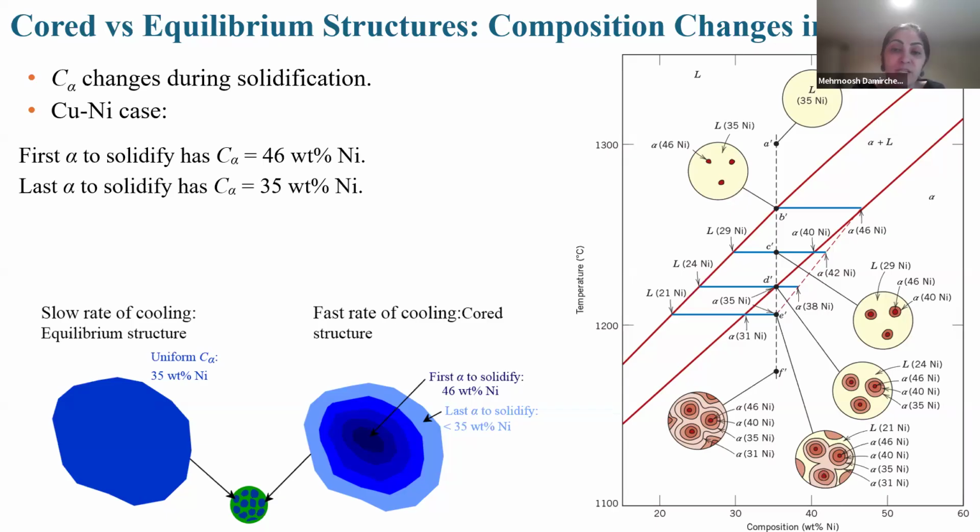If the cooling is slow, what's the meaning of slow? It means 1 centigrade per minute. Atoms have time to diffuse. What's the meaning of diffuse? It means diffuse into other grains, producing a uniform alpha phase. If you look here, all of it is dark blue. What's the meaning of dark blue? It means the microstructure is the same, the density is the same, the weight percent of all layers is the same.